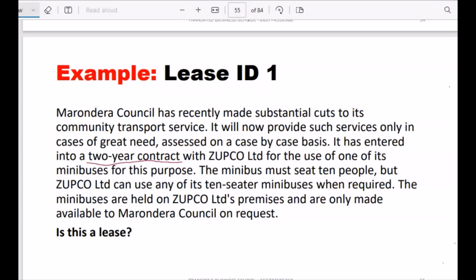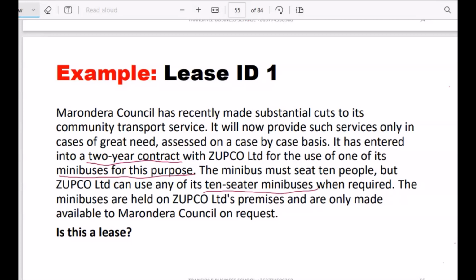The contract is with Zupco Limited for the use of one of its minibuses for these purposes. So they went to Zupco and said, we just want a commuter omnibus service. Can you please assist us with a commuter omnibus service? The minibus must seat 10 people, but Zupco Limited can use any of its 10-seater minibuses. The minibuses are held on Zupco's premises and are only made available to Marondera Council on request.